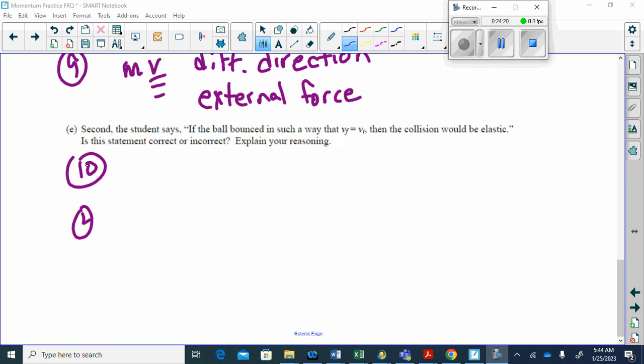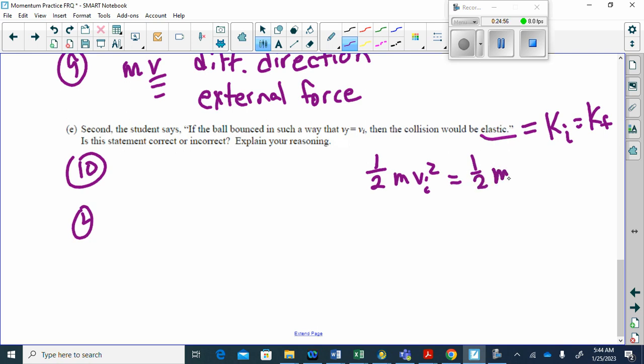Okay, and the last 2 points on part E. If the ball bounced in such a way that the final equals the initial velocity, then the collision would be elastic. Okay. So we're looking at elastic collision. Elastic collision, when you see that, that's code for kinetic energy initially equals kinetic energy final. So to do that, we would have to look at the kinetic energy. So 1/2 mv squared equals 1/2 mv final squared. And so looking at that, that statement would actually be correct.